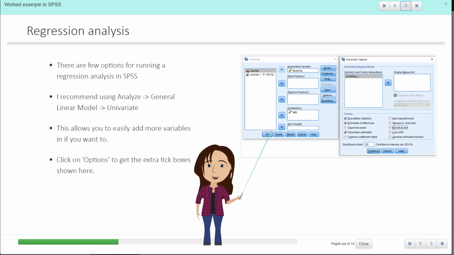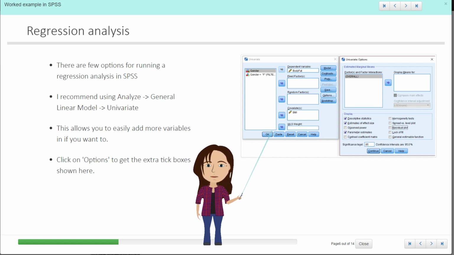So you can do all of that on a graph before you even run the analysis. Once you want to run the analysis, there's a few different ways you can do it in SPSS. The one that I like is if you go to Analyze, General Linear Model and then Univariate, just because this gives you more options for extending the model later. It's much easier to add extra variables in.